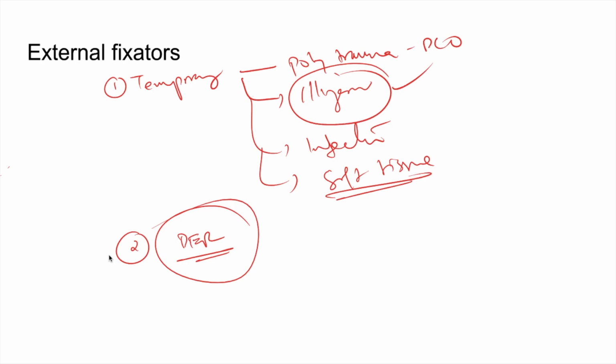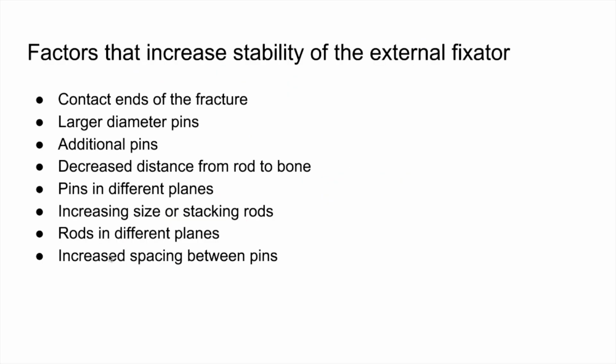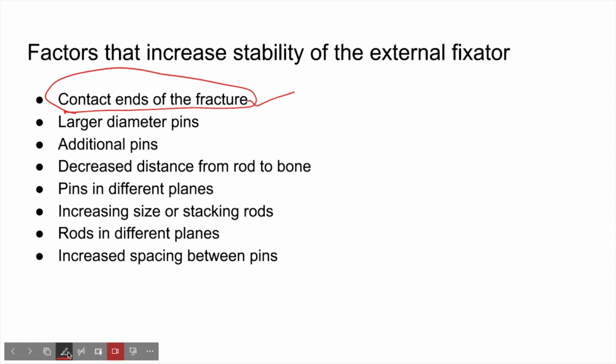So now, what are the factors that increase stability of the external fixator? Very important, very commonly asked. The contact ends of the fracture have to be in good contact with each other. It should not be a poor reduction, so we have to reduce the fracture very well. You have to have larger diameter pins. The larger the diameter of the pins, the more stability of the external fixator.